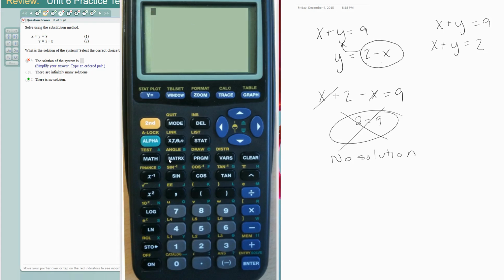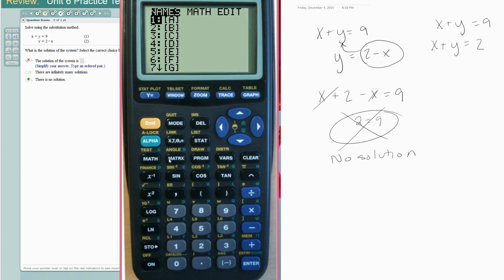This one has a matrix button already. Yours, you'll have to hit second matrix. We'll go over to edit, and so we're going to do a 2 by 3. Okay, so for this one right here, we're going to put 1, 1, 9. And for the second one, we'll have 1, 1, 2.